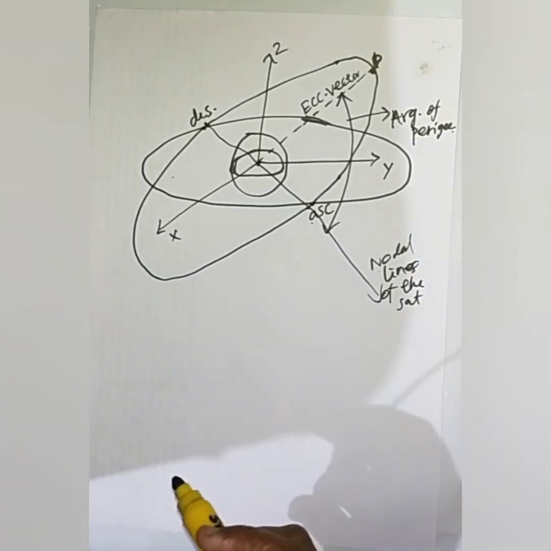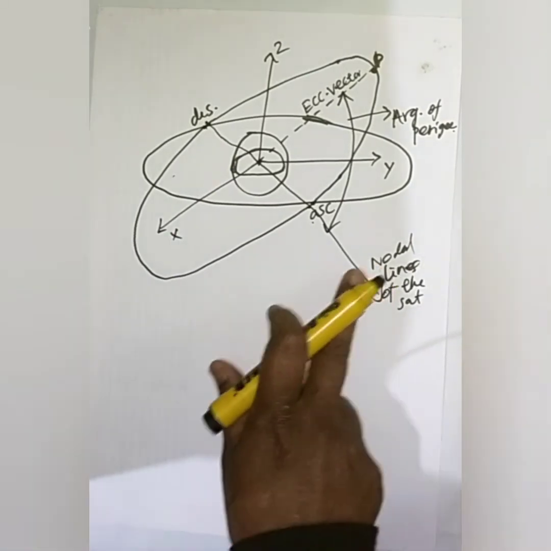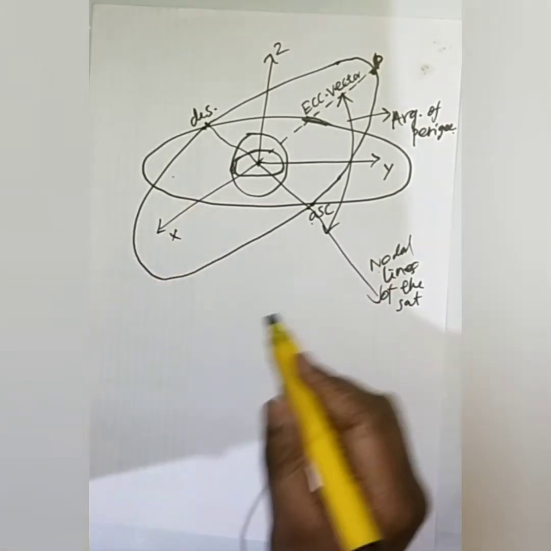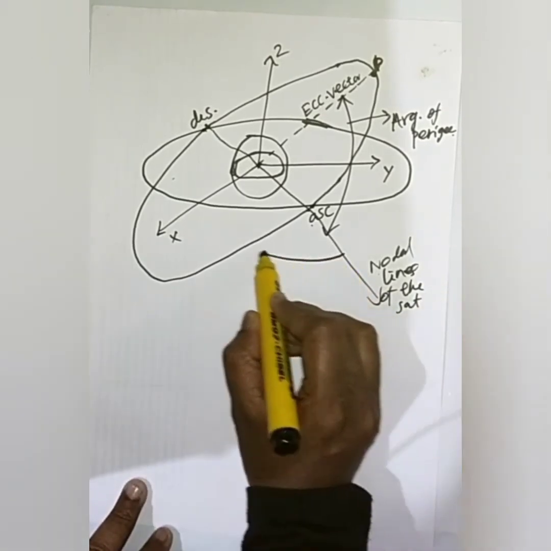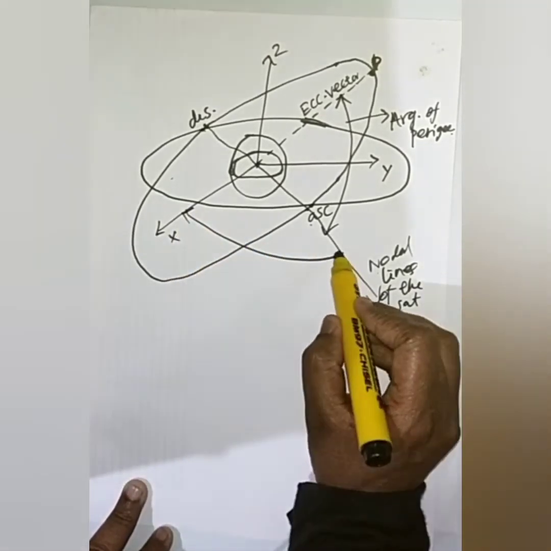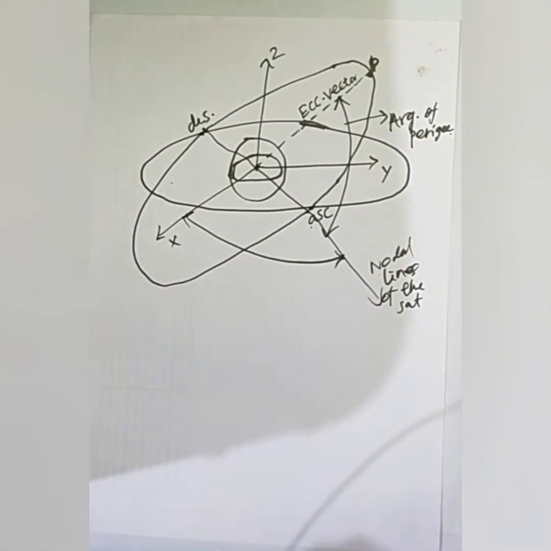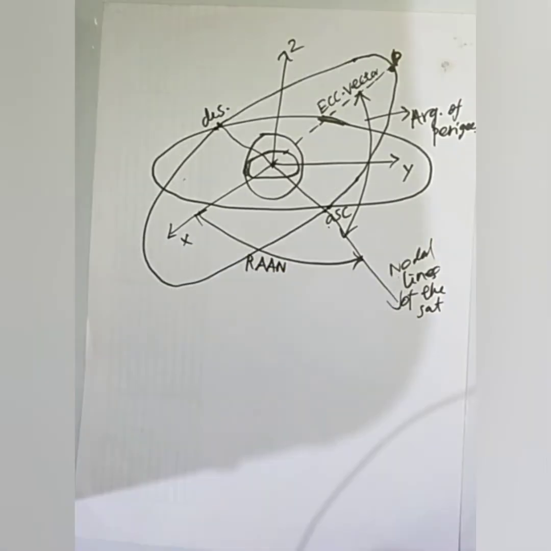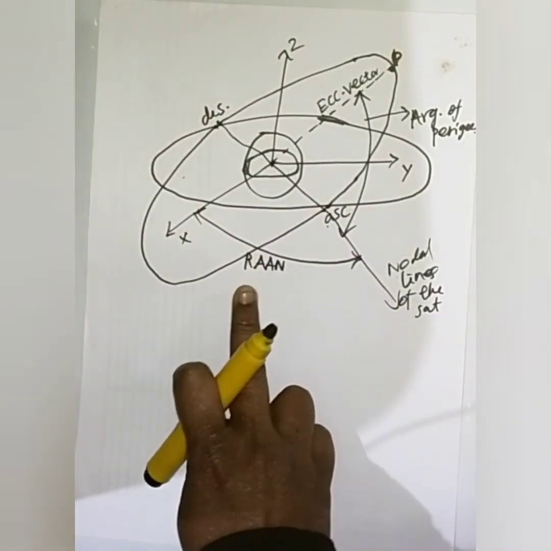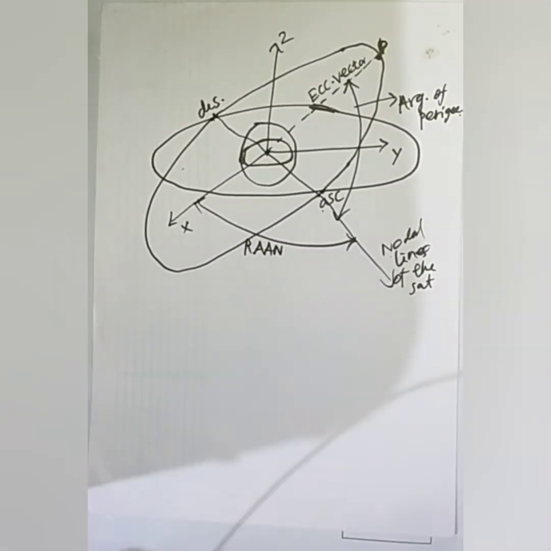Now the angle between the nodal line and the x-axis of the Earth is called RAAN. RAAN is nothing but the right ascension of the ascending node, or longitude of the ascending node.